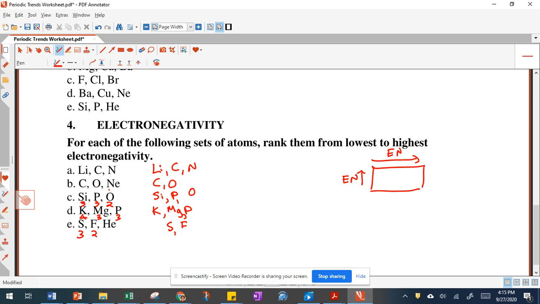Okay, so just continue practicing, figuring out your electronegativity values for your homework problems, and email me if you have any questions.